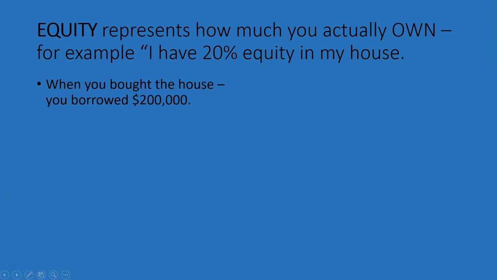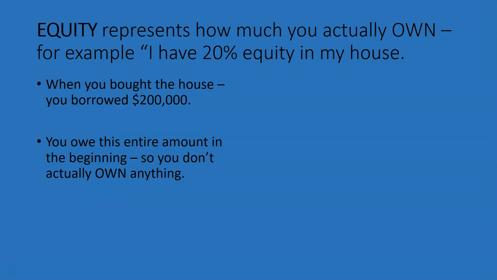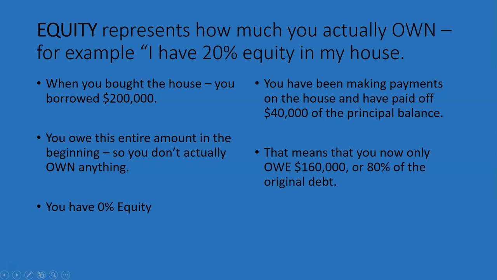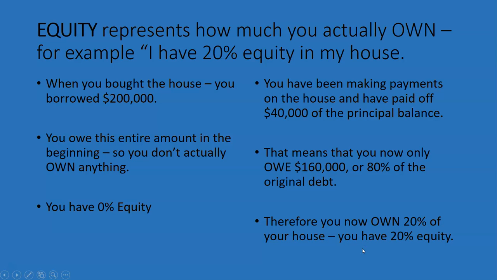What that means is that when you bought the house, you borrowed $200,000 in this example. And in the beginning, you owe that entire amount. You don't actually own any of the house. You owe, O-W-E, $200,000. But when it comes to actually owning the house, you don't. You have 0% equity. Now, let's say you've been paying on that house and you've paid off $40,000 of the principal balance. Now that means you're only going to owe $160,000, or about 80% of the original debt. What that means for you is you now own 20% of that house.